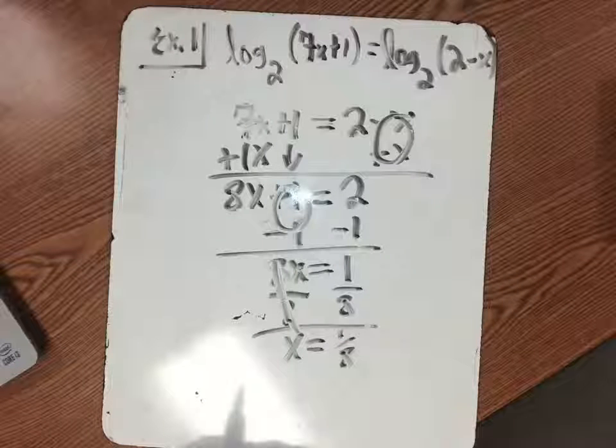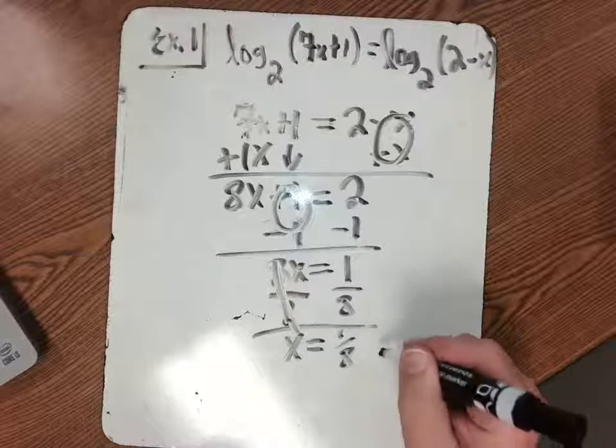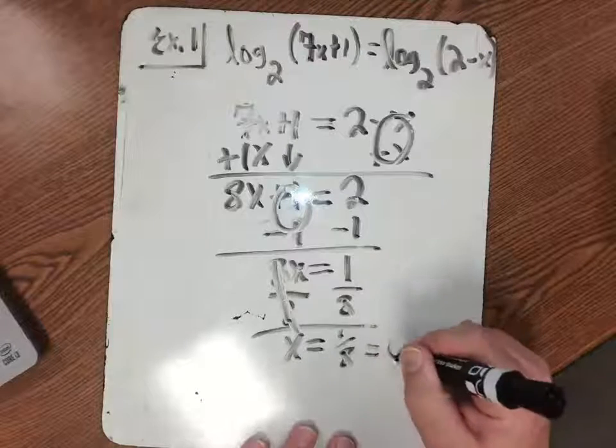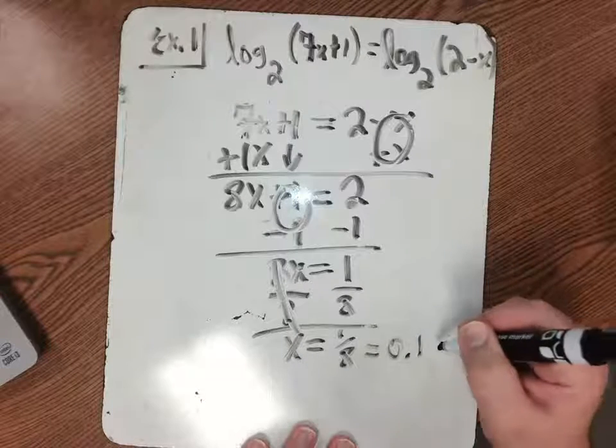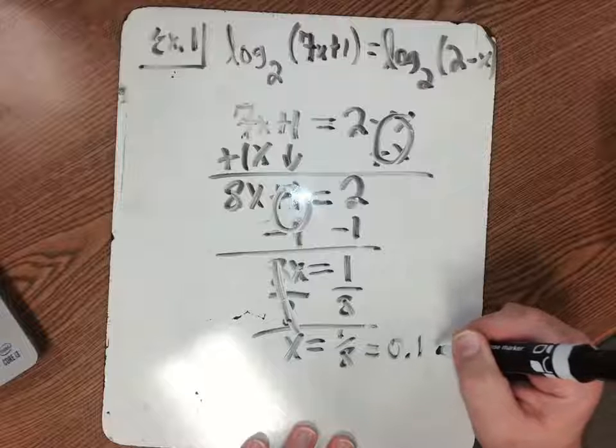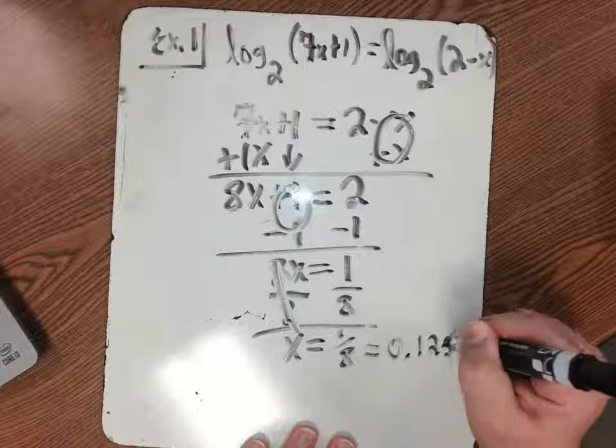I was trying to remember what that ends up being. It's in the teens somewhere. If you did divide it, you would get 0.125.